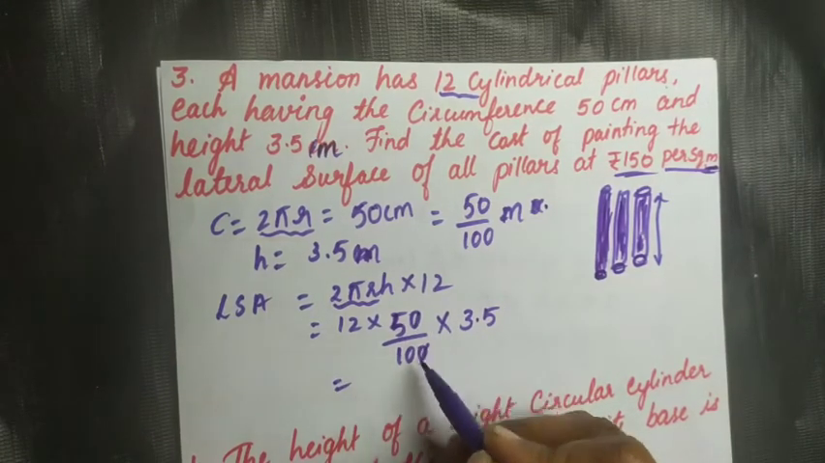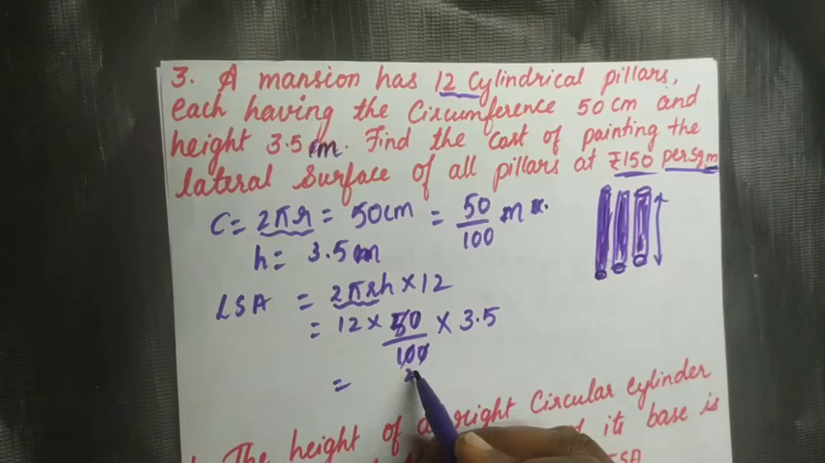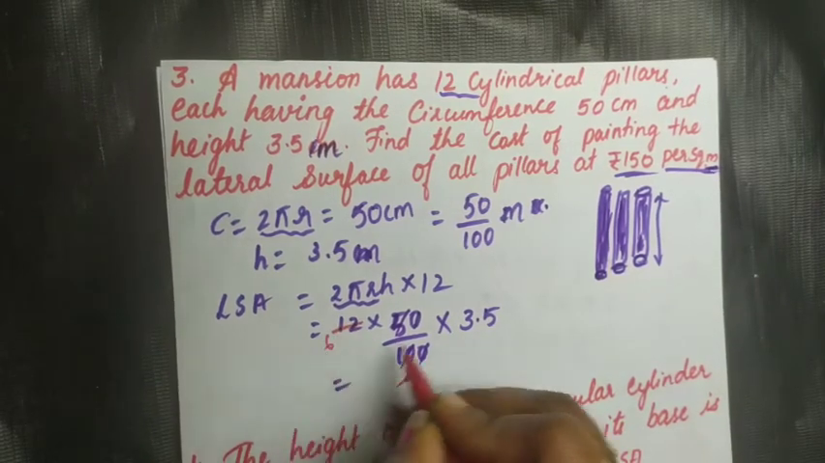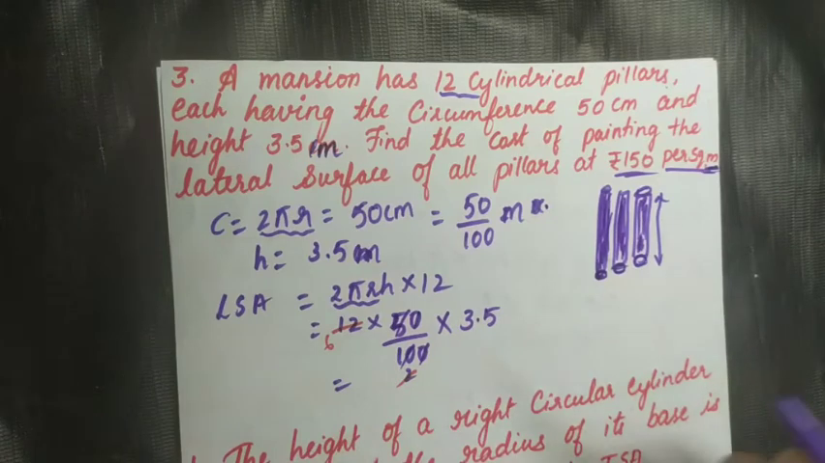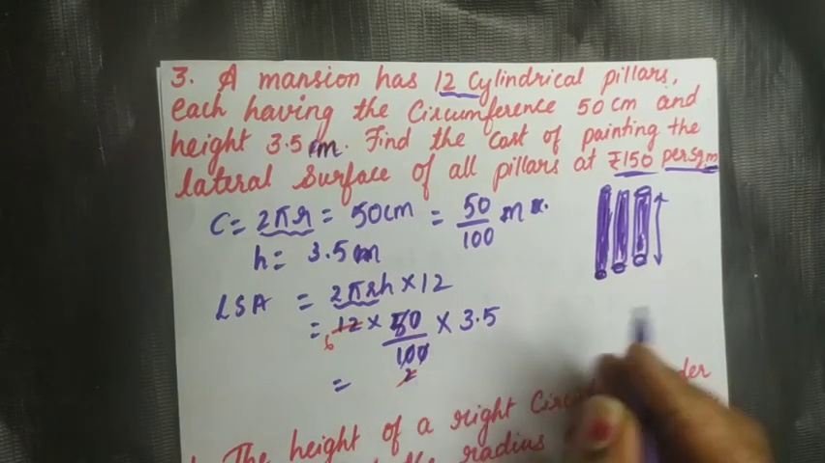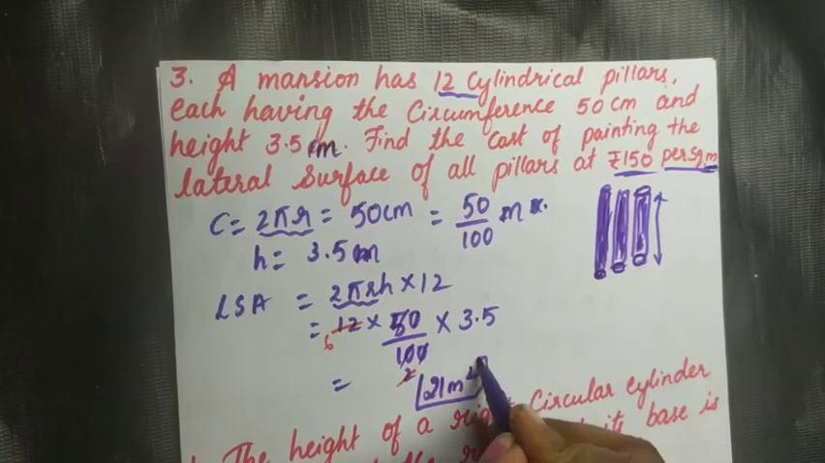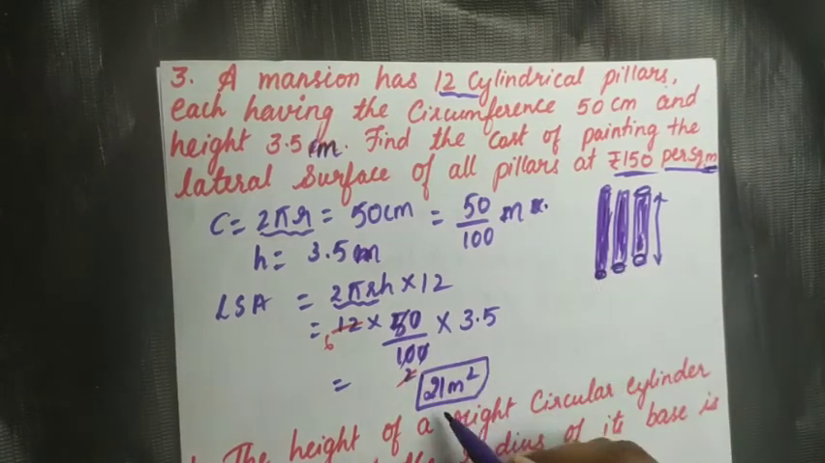So 0, 0 cancels, 5 ones are 5, 5 twos are... Again 2 ones are 2, 2 sixes are 12. So just multiply this 3.5 into 6. So we get it is 21. So 21 meter squares. Okay. So the surface area is nothing but 21 meter square.